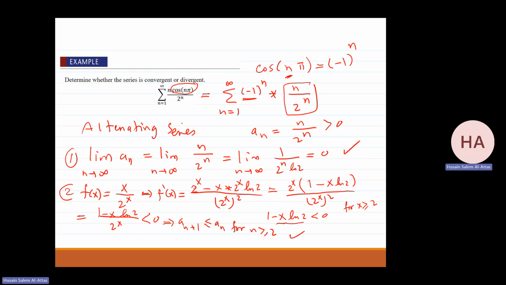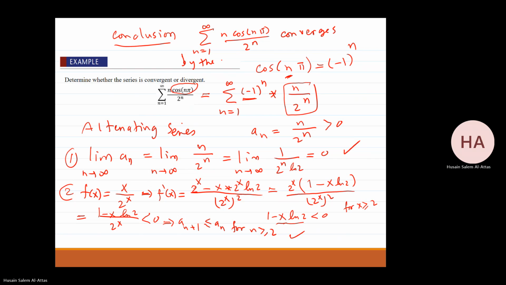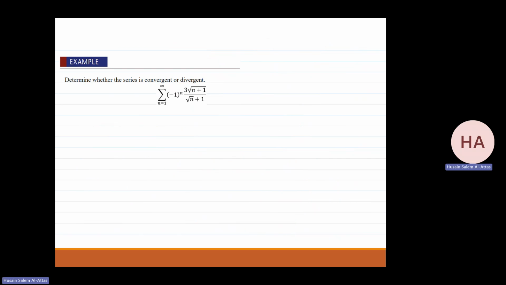Right away, the conclusion. I'll write the conclusion here. This series converges by the alternating series test, satisfying the conditions. Everything is okay. Now let me go to another one.